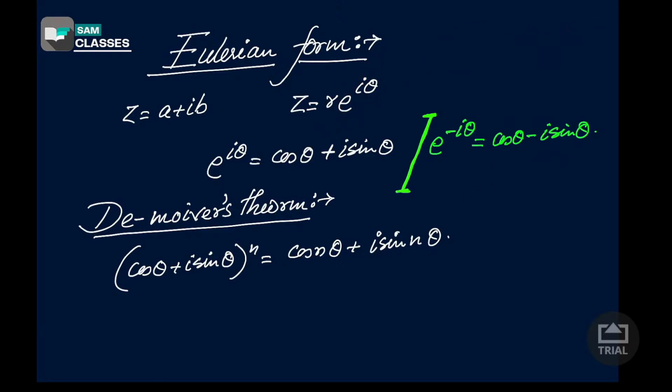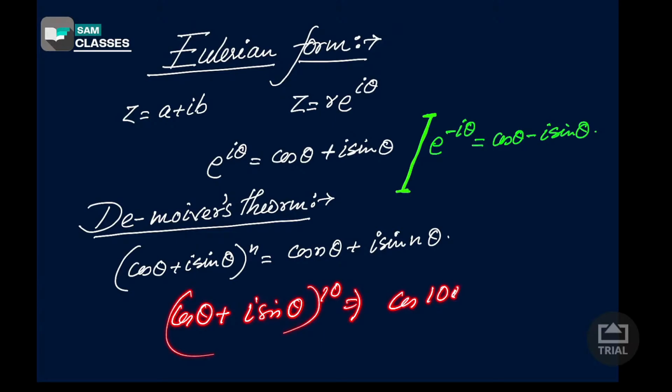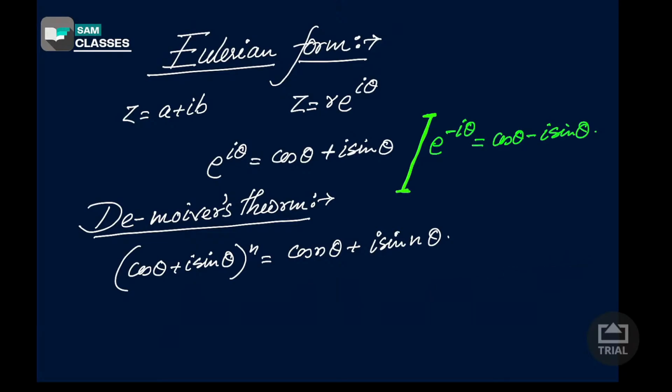Now De Moivre said something which is very important. What he said is, if I have (cos θ + i sin θ) whole power 10, what I can do is just put it as cos 10θ + i sin 10θ. That's it.